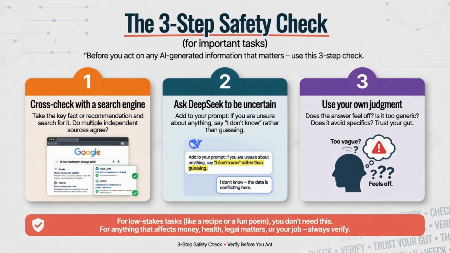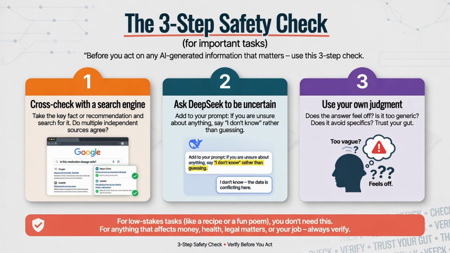The 3-step safety check for important tasks. Before you act on any AI-generated information that matters, use this 3-step check. Step 1. Cross-check with a search engine. Take the key fact or recommendation and search for it. Do multiple independent sources agree? Step 2. Ask DeepSeek to be uncertain. Add to your prompt: if you are unsure about anything, say, "I don't know," rather than guessing.